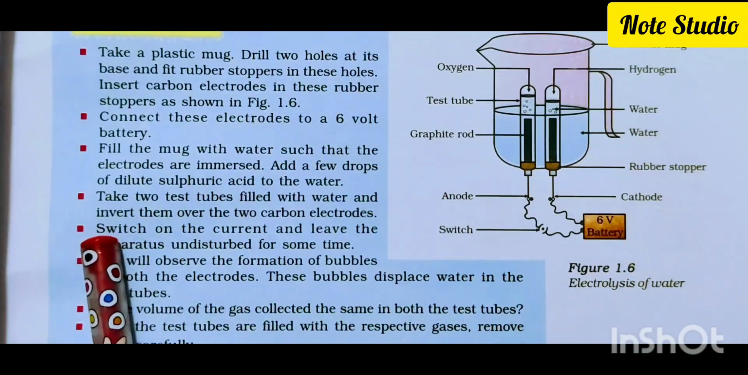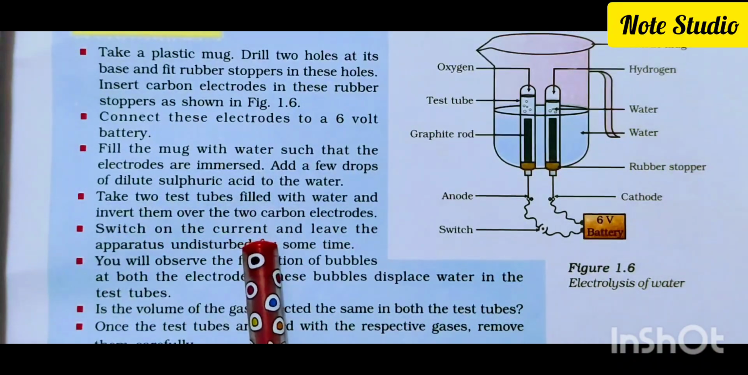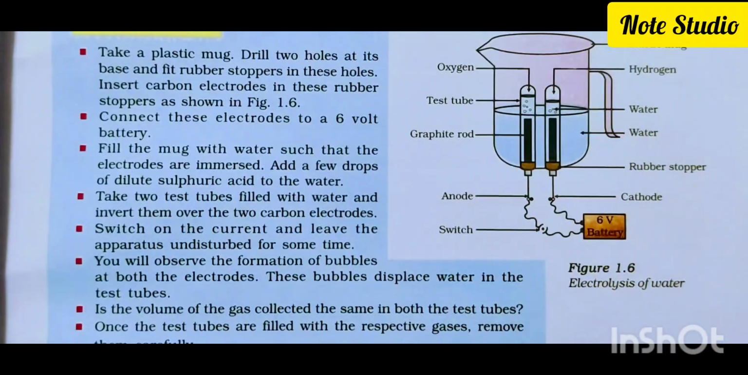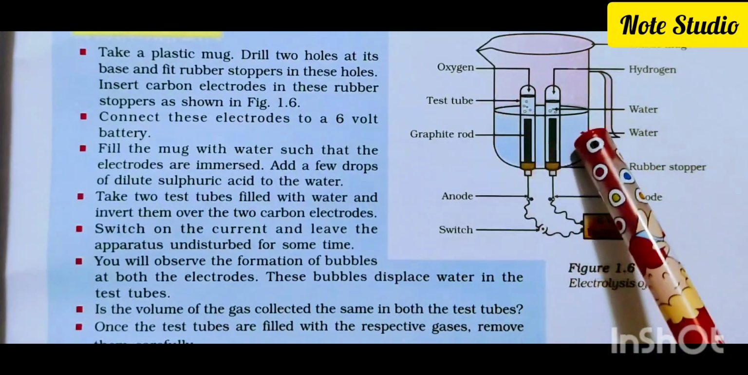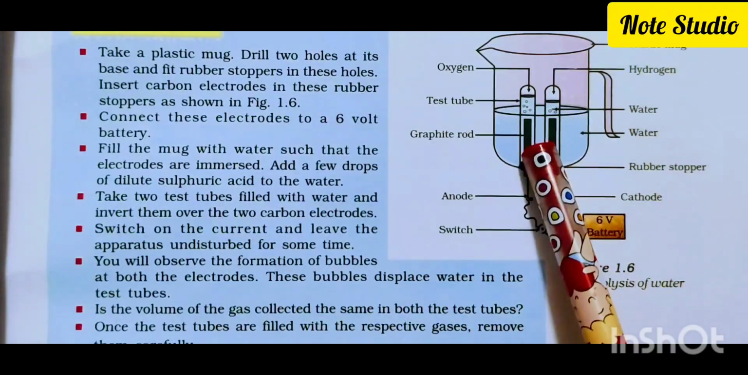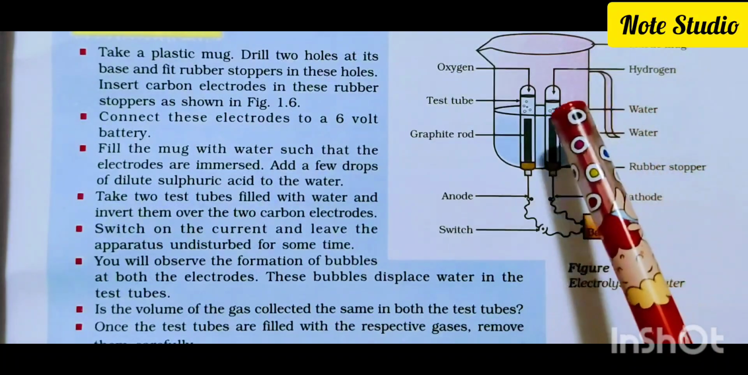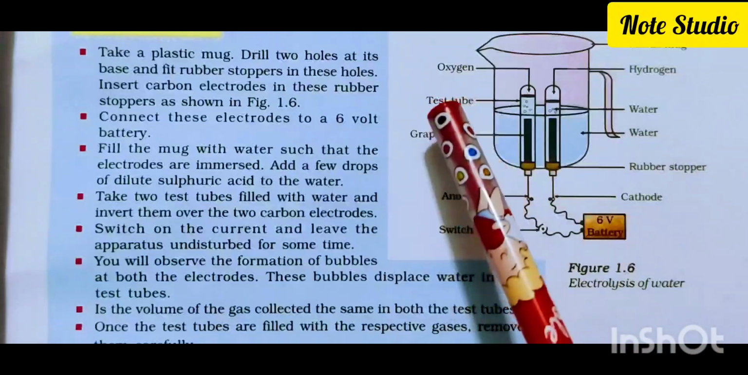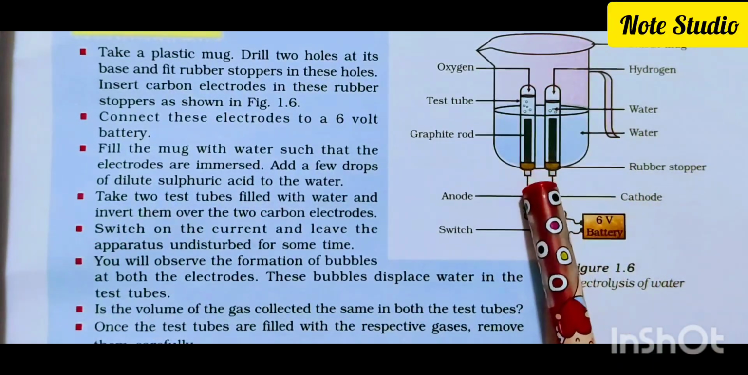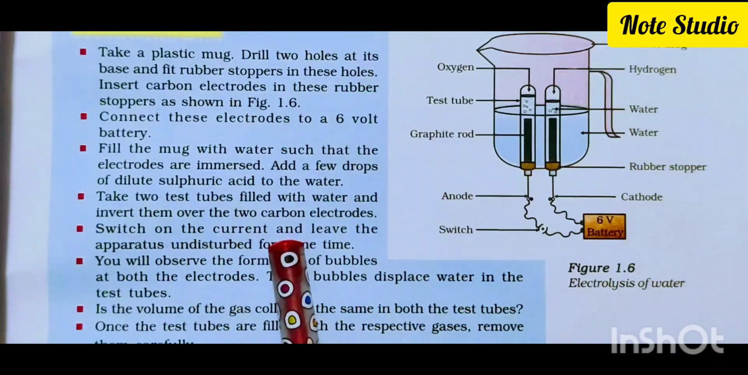And the fourth step, take 2 test tubes filled with water and invert them over the 2 carbon electrodes. So here it is shown, 2 test tubes we need to take. They have to be filled with water. Already in the mug we have water and the carbon rod is completely immersed in water. Now again 2 separate test tubes we need to take and fill with water. Then we have to invert them. As shown here, the mouth of the test tube is down. That's why we have to invert them over the 2 carbon electrodes.